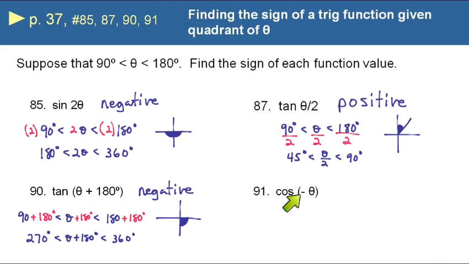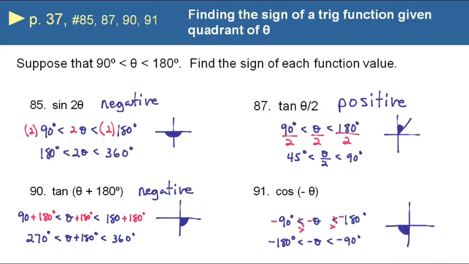And then for cosine of negative theta, I still start with the same inequality, but I don't need theta, I need negative theta. So if I put a negative here, I'll have to put a negative everywhere. But remember that when you multiply an inequality by a negative, it flips the inequality over. So negative theta is between negative 180 and negative 90, which is here. You know, if this is 0, this is negative 90, this is negative 180. So negative theta would be here, and this is the third quadrant, and in the third quadrant, cosine is negative.